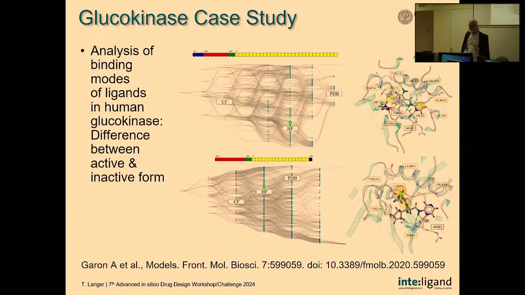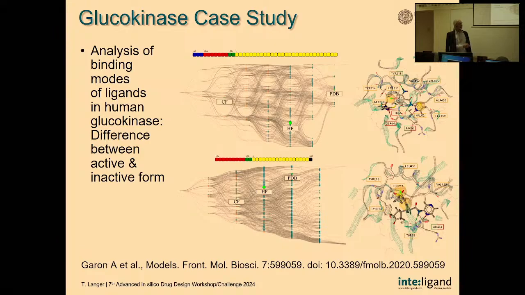We look at one protein that can have different overall conformations, not foldings, but maybe an open state and a closed state, an activated state and an inactivated state. And you look at the dynamics of different ligands in the same protein. This is what we did here, and Arthur published this; it was the pinnacle of his PhD, actually: analysis of binding modes of ligands in human glucokinase, the difference between the active and the inactive form.